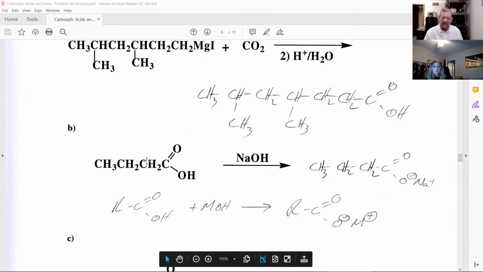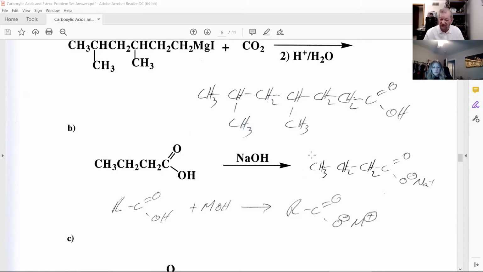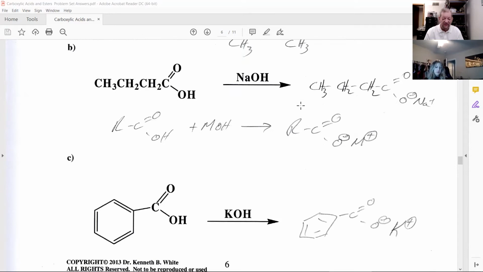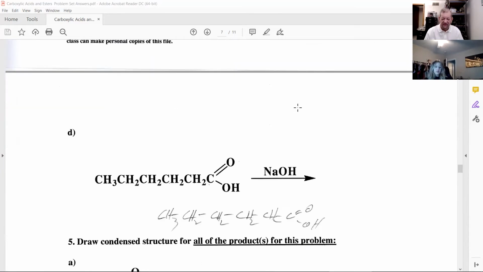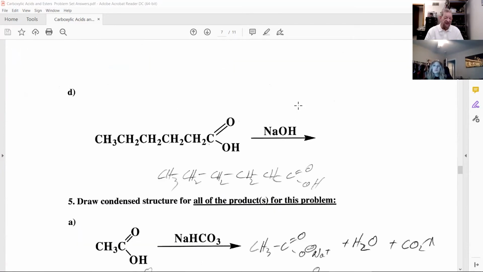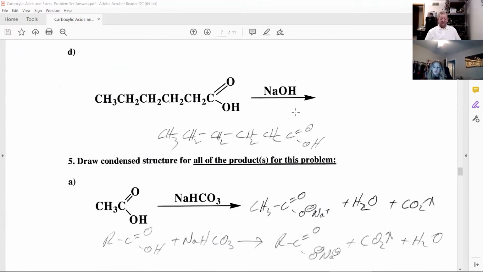Again, do you break carbon-carbon single bonds? No. 1, 2, 3, 4. 1, 2, 3, 4. The only change is here and here. Again, you do not have to put charges down. I always will. And I have a series of the same thing again, just longer R groups.